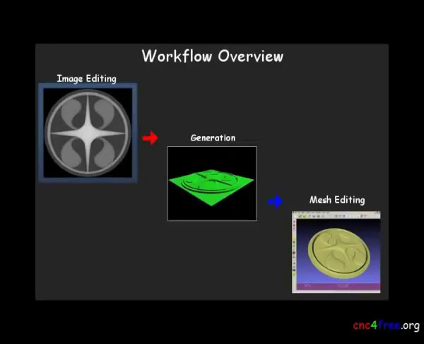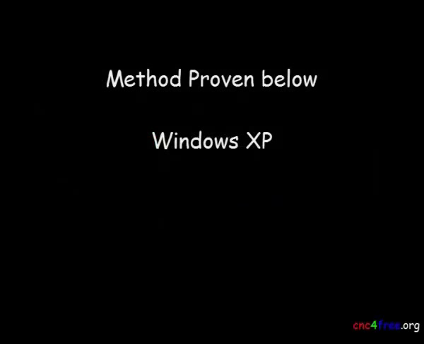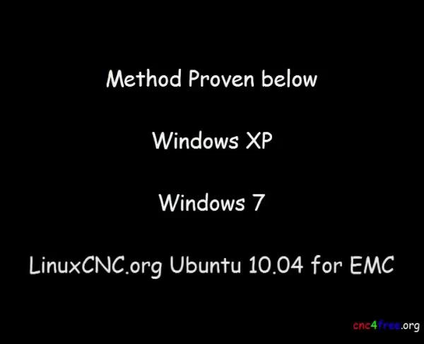The GIMP 2.6 or later is used for image editing. 3D Sage is recommended for mesh displacement, on Windows platforms, and can be used on a vendor if desired. MeshLab 1.2 or later is used for mesh editing. This method is proven on Windows XP, Windows 7 and the Linux CNC distribution of Ubuntu 10.04 for EMC.